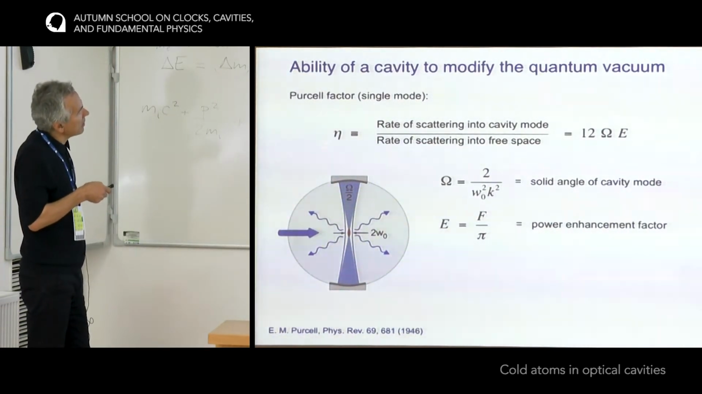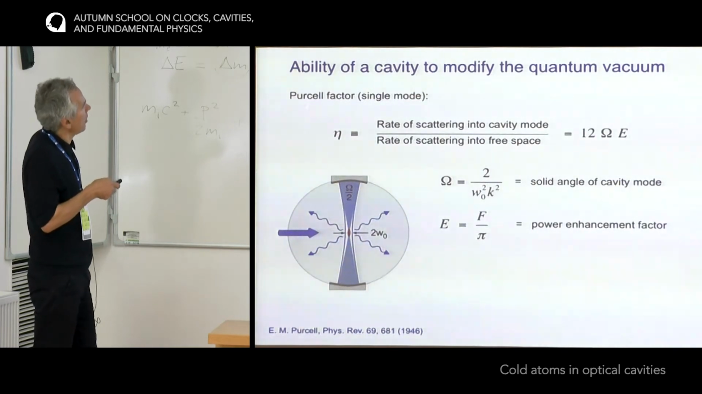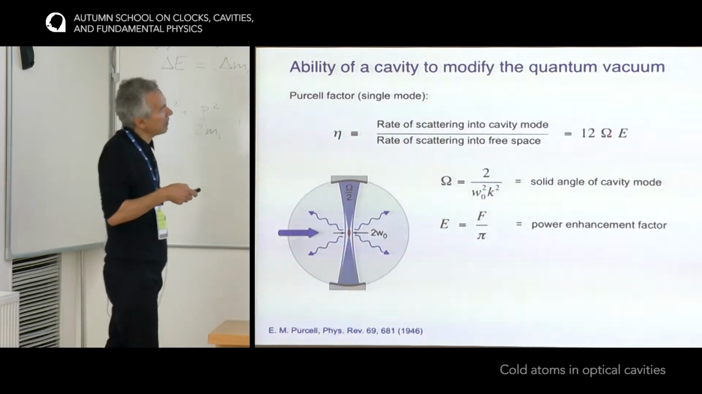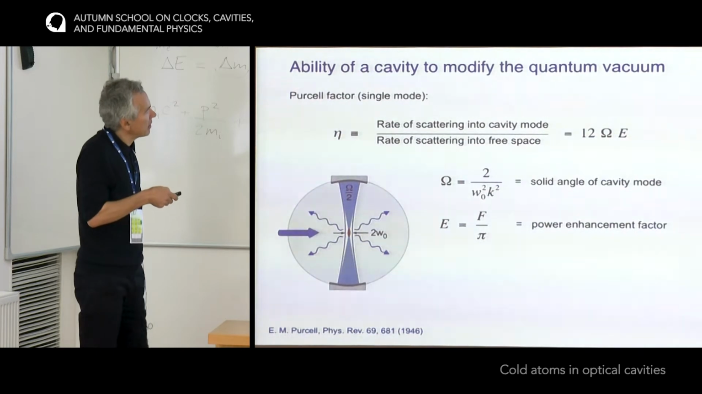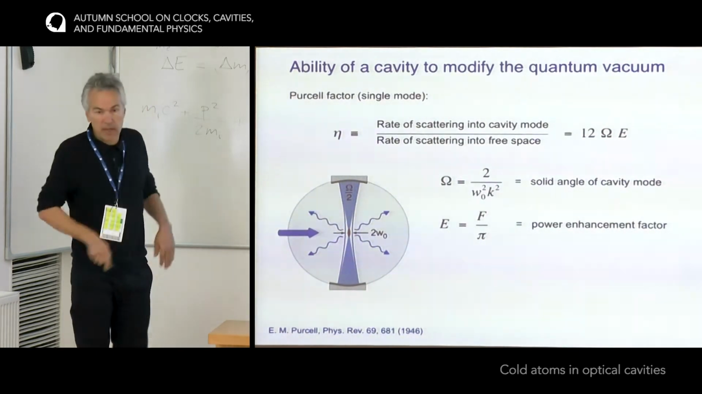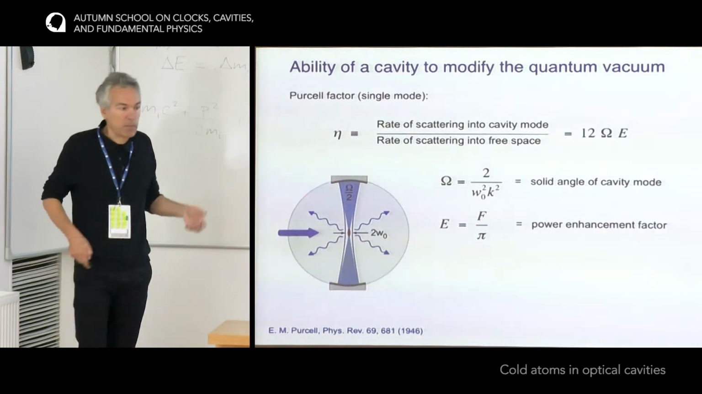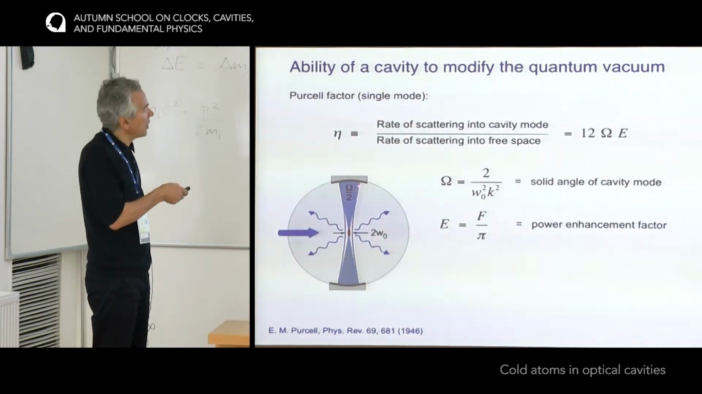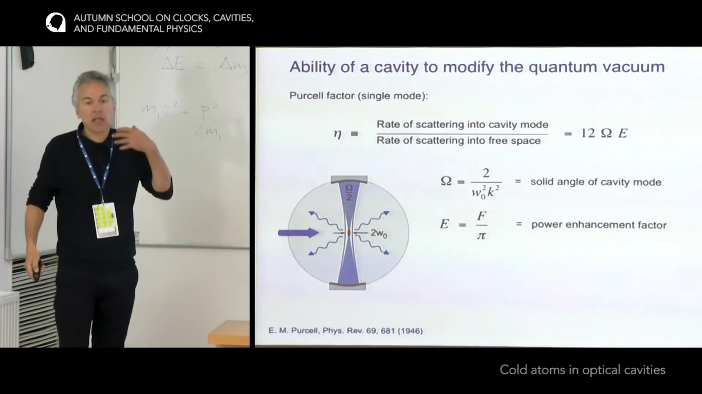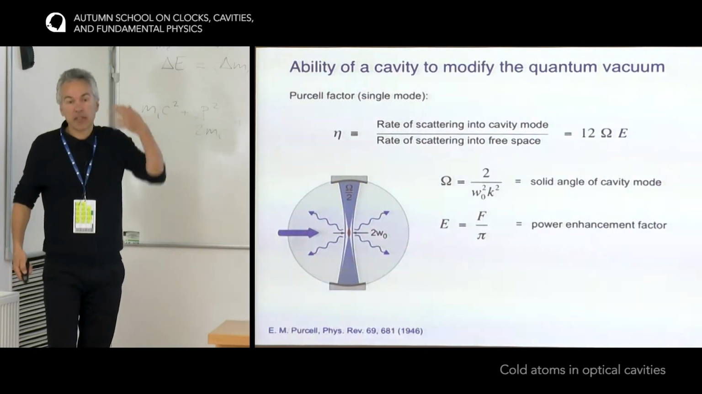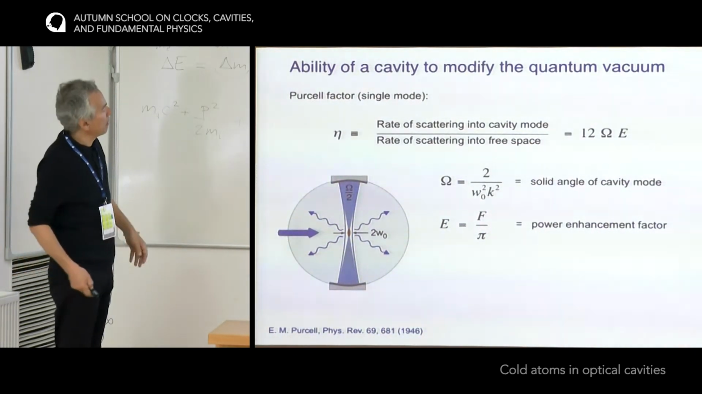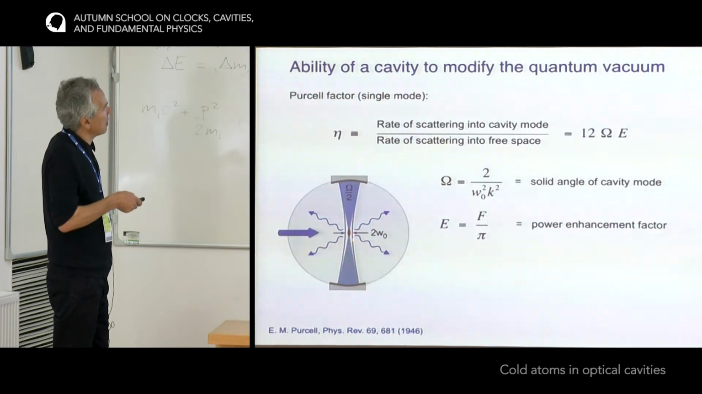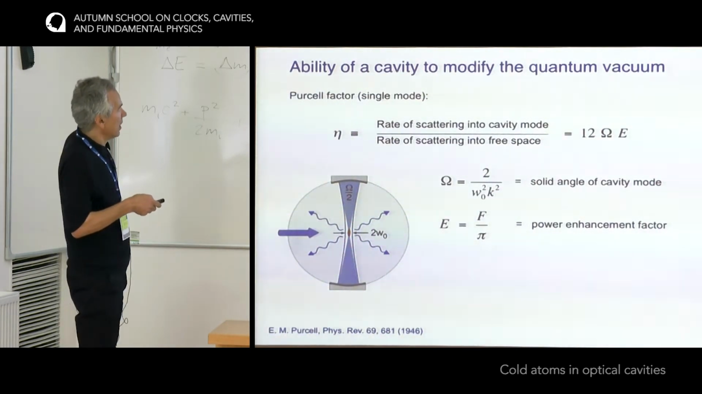And this factor was first described by Purcell in the 50s, and it's a factor that can be directly related to two quantities. That is the power enhancement factor of the cavity, which is directly related to the finesse, how good are the mirrors, and the mode angle. Obviously, the larger the mode angle, the more probable it is that the photon is scattered into that part of space. So altogether, eta is 12 times the spatial angle of the mode times the power enhancement factor.